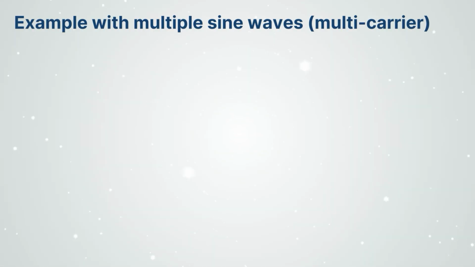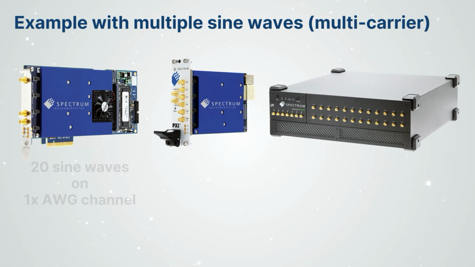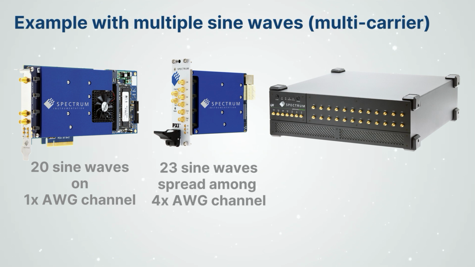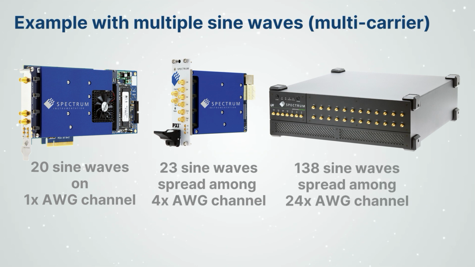Let's look at a multi-carrier example. Up to 20 sine waves, or cores or carriers, can be superimposed on one single AWG output channel, or, if needed, they can be spread among the different channels of the AWG product. Up to 23 carriers can be distributed on the 4 channels of an AWG card, and a maximum of 138 carriers can be spread among the 24 channels of the largest AWG generator netbox.